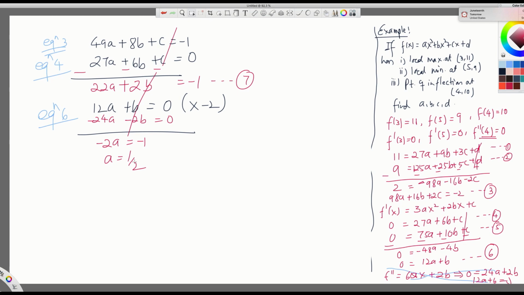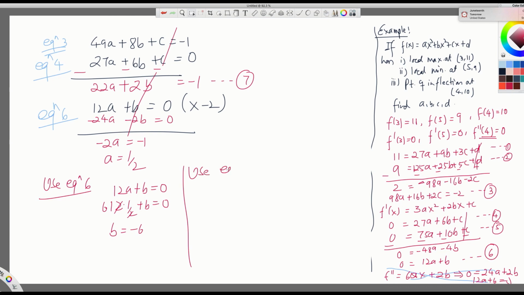So you need to plug in a equals to 1/2 into number 6. Use equation 6. What do you get? So 12a plus b equals to 0. A is 1/2. 12 times 1/2 plus b equals to 0. So what do you get? So this is 6, right? So b equals to negative 6 you will get, because 12 divided by 2 is that. So now you will plug in a and b in equation number, let me see which equation, number 4 or number 3.